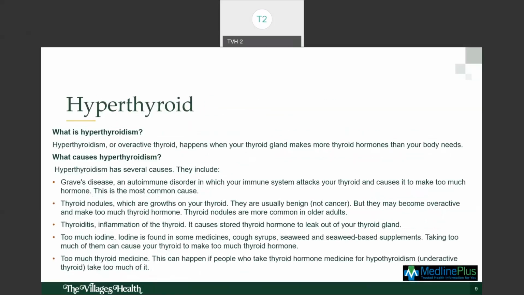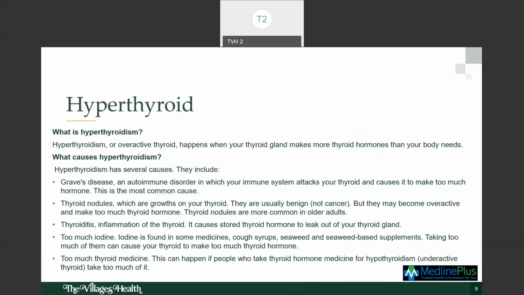Next, we're going to move to hyperthyroid. So if you have a diagnosis of hyperthyroidism, what that means is you have an overactive thyroid. It happens when your thyroid gland makes more hormones than your body actually needs. There are several causes that could cause hyperthyroidism. Graves' disease, which is an autoimmune disorder when your immune system actually attacks your thyroid gland and causes it to make too much of the hormone. So Graves' disease is the most common cause of hyperthyroid that we see, but there are some others.